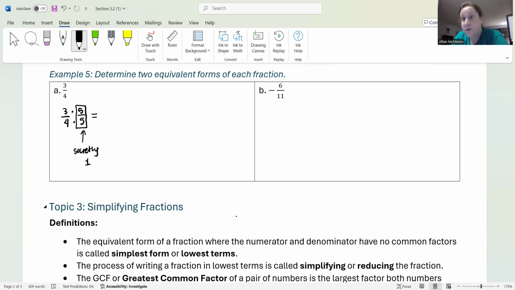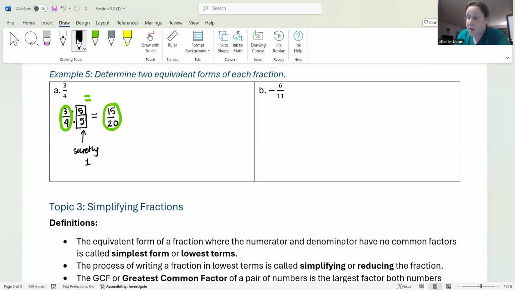If we have 3/4 and we take 3 and 4 and multiply them both by 5, we would get 15/20. And what that tells me is 3/4 and 15/20 are equal to each other. They don't look the same, but they're certainly equal.